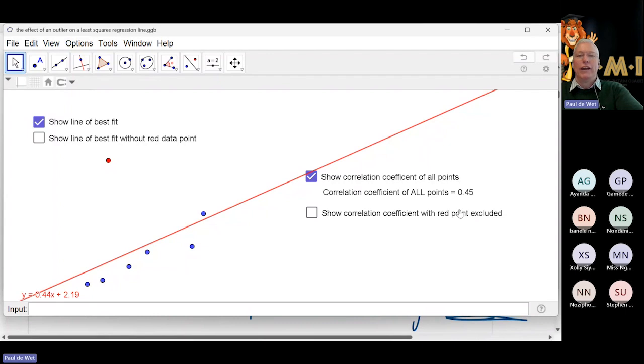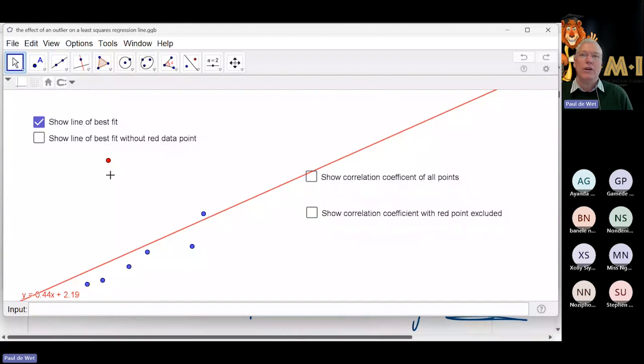And if I show the correlation, it's 0.45. You're probably thinking, why is that correlation so low? It's so low because of that red point. Watch what happens if I show the correlation without the red point. It's 0.95.